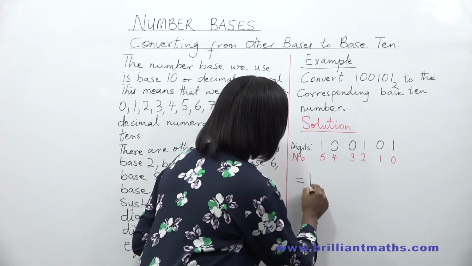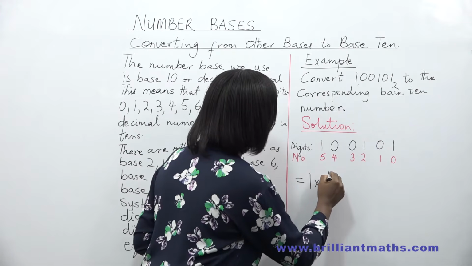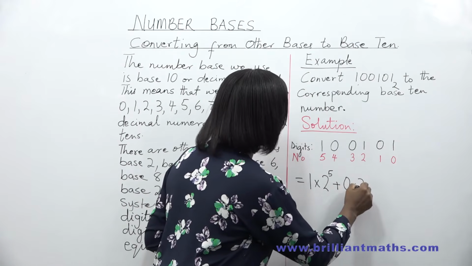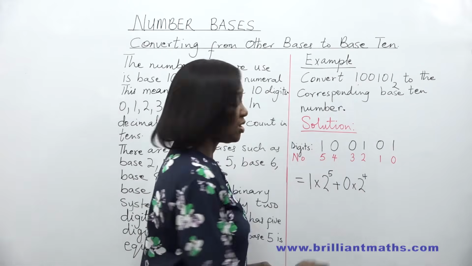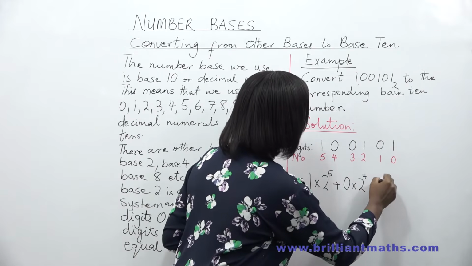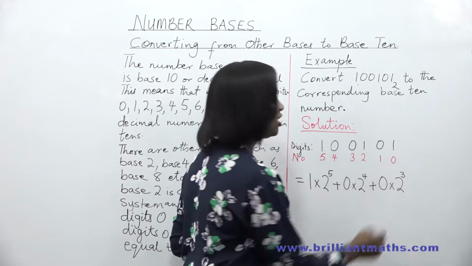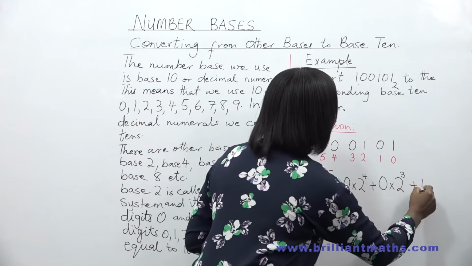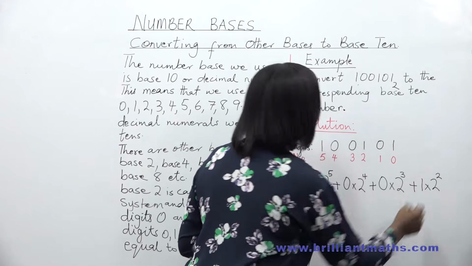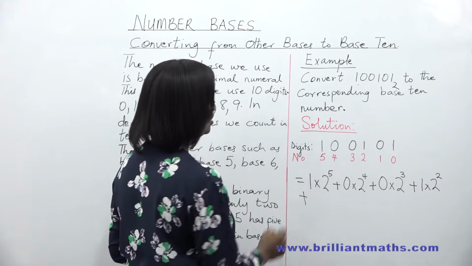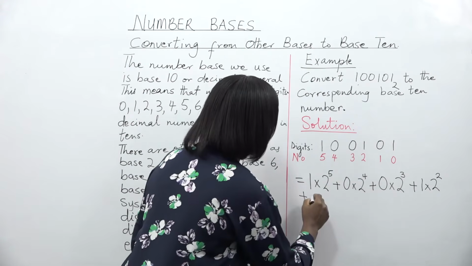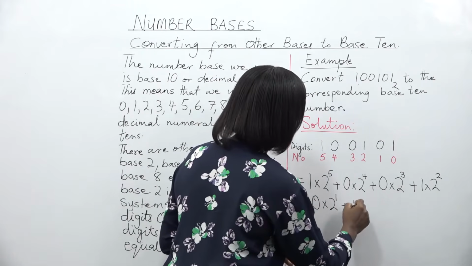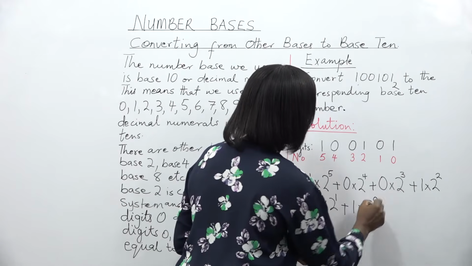That means 1 times 2 to power 5, plus 0 times 2 to power 4, plus 0 times 2 to power 3, plus 1 times 2 to power 2, plus 0 times 2 to power 1, plus 1 times 2 to power 0.